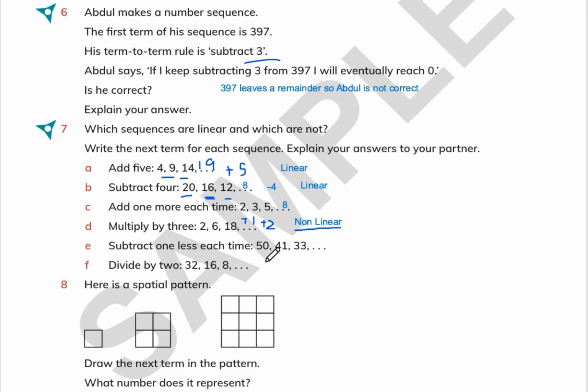Next is subtract one less each time. Here we are subtracting 9, and here we are subtracting 8. So next time we will subtract 7 and our next term will be 26.